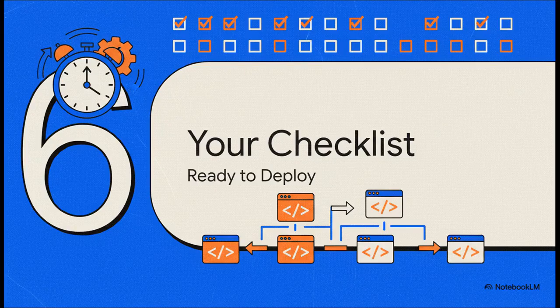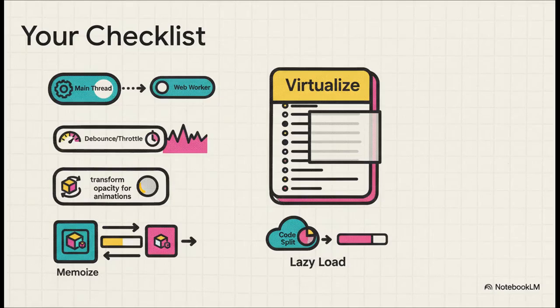So, we've seen the problems, we've learned the strategies, and we have witnessed the results. Now let's just boil all of this down into a simple, actionable checklist that you can take and apply to your own work. Here it is. This is your cheat sheet for taming the main thread. Offload the heavy stuff, manage your events, virtualize those long lists, animate with the right properties, batch your DOM reads and writes, stop useless re-renders, and be smart about your code delivery. I promise following these principles will make a world of difference.